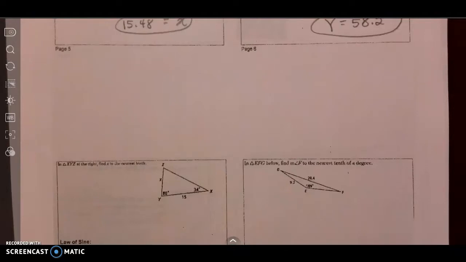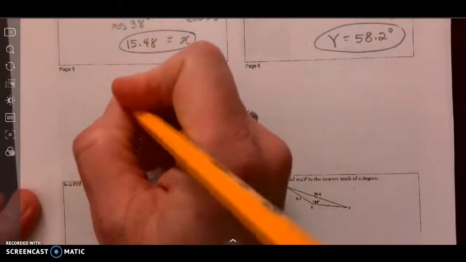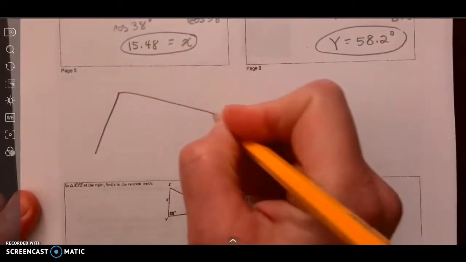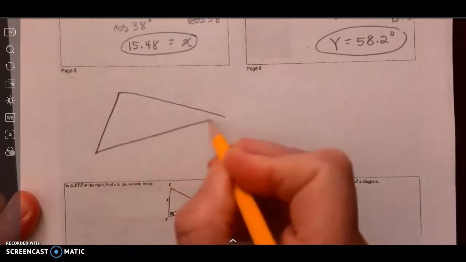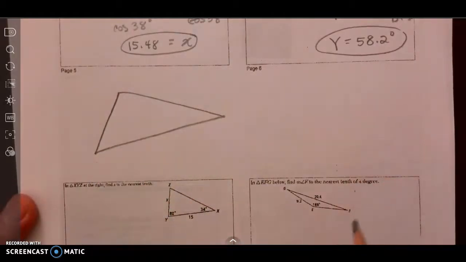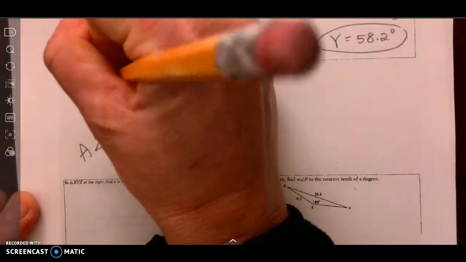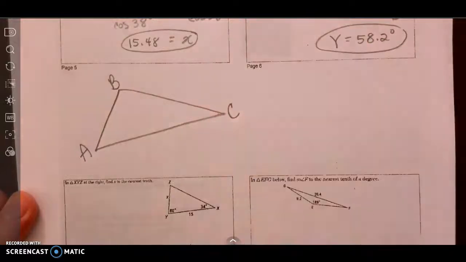Before we look at how we're going to solve for angles and sides in triangles that don't have a right angle, that aren't right triangles, we're going to review a basic concept that you were supposed to learn in geometry, but if you didn't, that's okay. That there is a relationship between angles and their corresponding sides. So I'm going to label this triangle, triangle ABC.